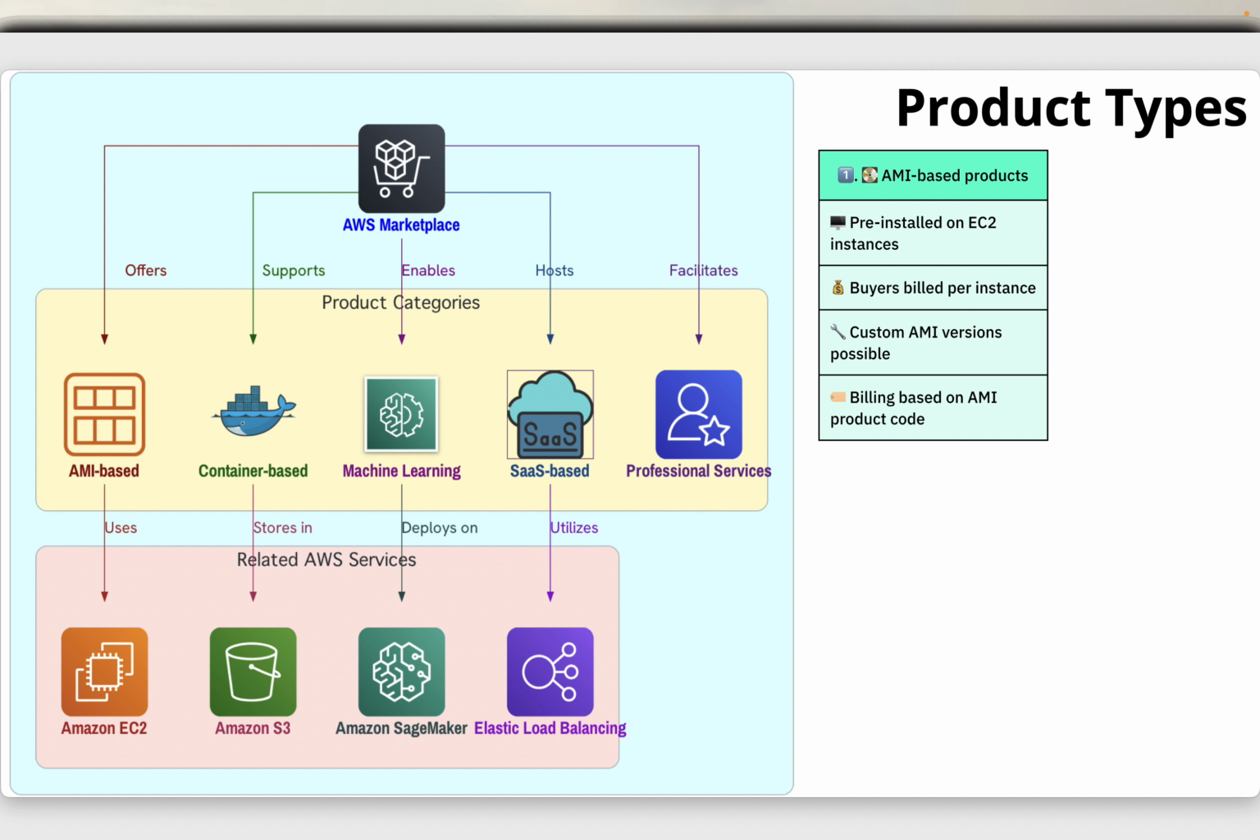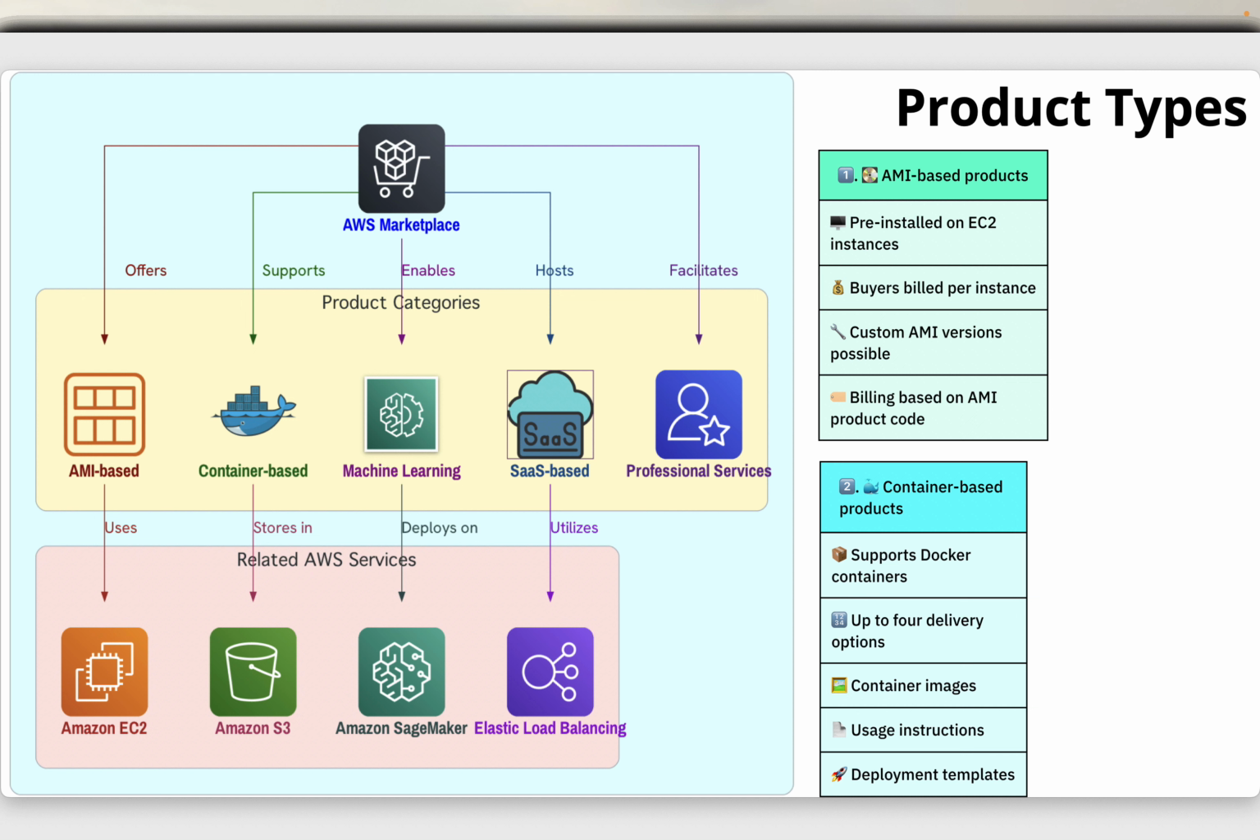They can also create custom versions of the AMI, and EC2 instances are billed as your product based on the AMI product code. So they will be using some kind of product code, and based on that they will be billed, and you will get some revenue or you will get some profit out of that. Next is container based products. So this supports Docker containers. Container products include delivery options with container images and deployment templates. You can submit up to 4 delivery options, each with container images, usage instructions, and deployment templates.